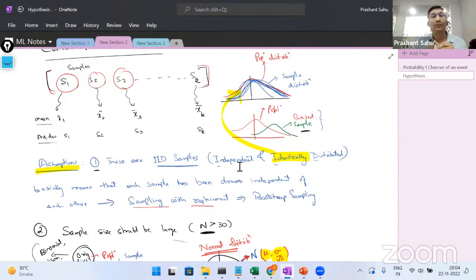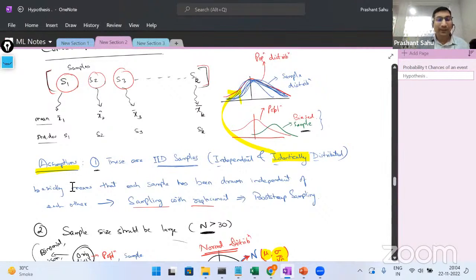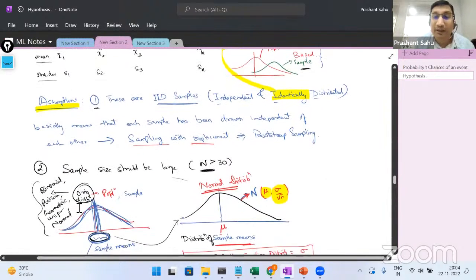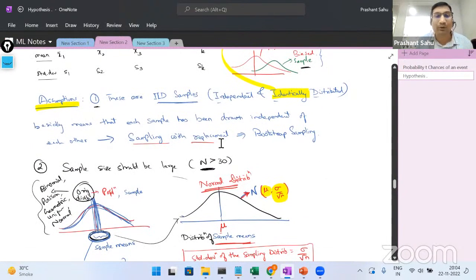So if a data point went into the first sample, it doesn't mean that it cannot go into the second or the third. So they are not dependent on each other. That is why it is independent sampling. Perfect. So basically each sample has been drawn independently of each other, with replacement, which is what I mentioned as bootstrap sampling.